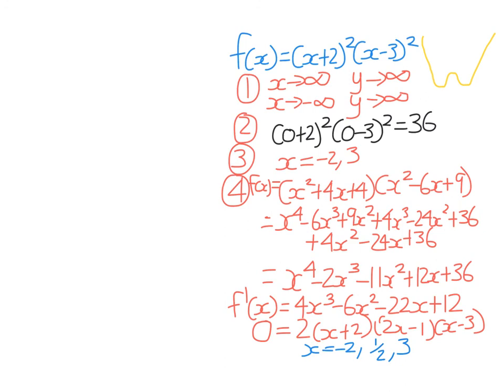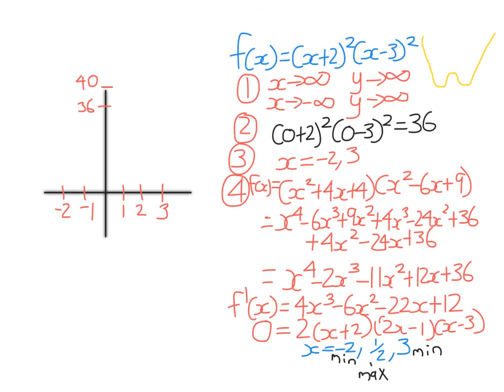If we apply the first derivative test, it turns out x = −2 and x = 3 are both minimum turning points, and x = a half is a maximum stationary point. We now have enough information to graph. So what will this graph look like? Well, what we know is that −2 is both an x-intercept and a minimum turning point. So it's going to look like this.